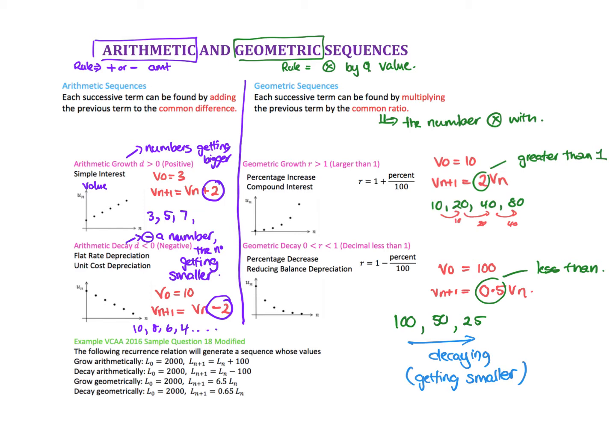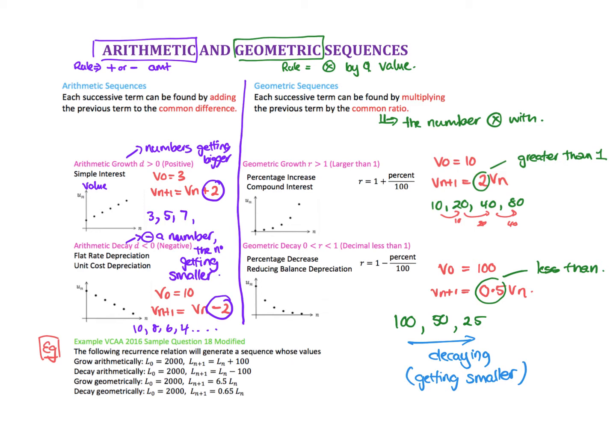Okay, so if we have geometric, we're timesing with a number. If we have arithmetic, we're either adding or subtracting. So here, if we look at this little example down here, let's see if we can just work it out. If we've got some examples.